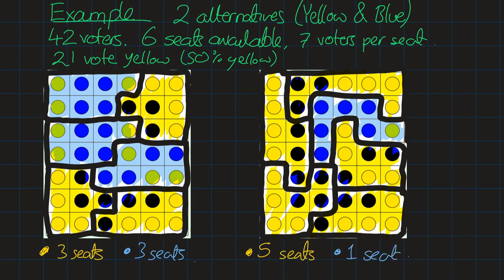Even though none of the voters have changed, no single voter changed their vote, the only thing that's changed is how I draw the districts. Instead of a 50-50 split, which is representative of how the voters voted, I now have a 5-1 split in the seats, which is very not representative of how the voters voted. And this is gerrymandering: the act of deliberately drawing these borders in a way to maximize some sort of personal preference. This is gerrymandering.